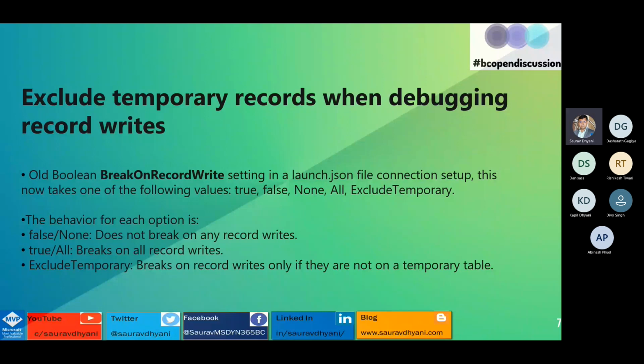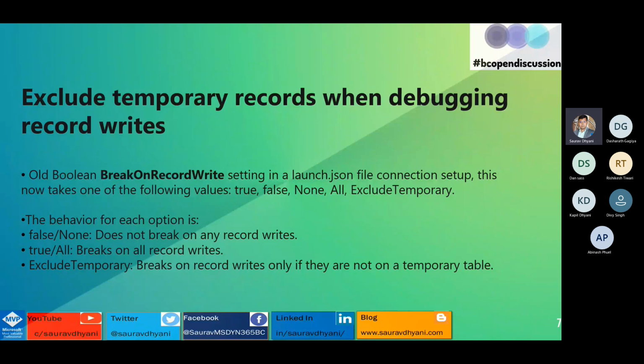Application area. All right. Exclude temporary records while debugging record writes. So, people who have worked with debuggers, there was only one setting called break on record write that you can set on your launch.json in the past, which now has been extended. Instead of a boolean, now it has multiple values, which is for sure true. That means you want to break on record writes. False, that you don't want to break your debugger during the record writes.